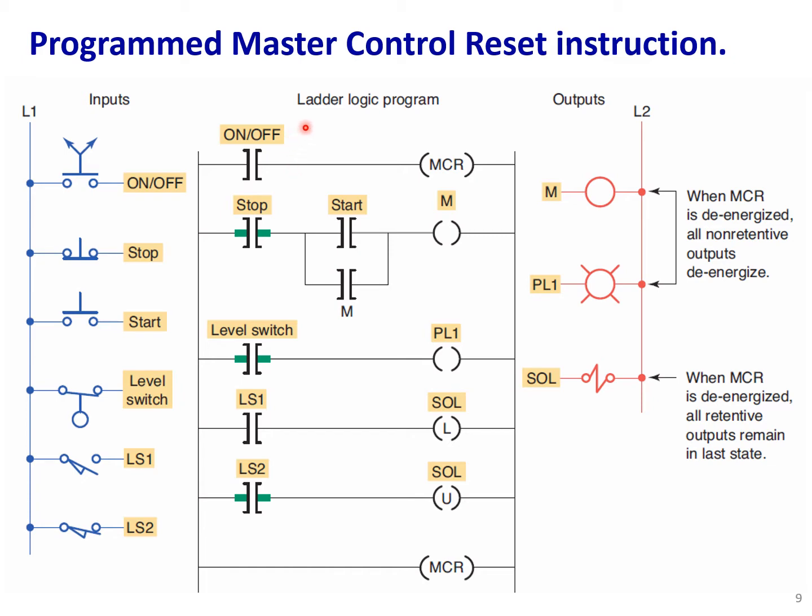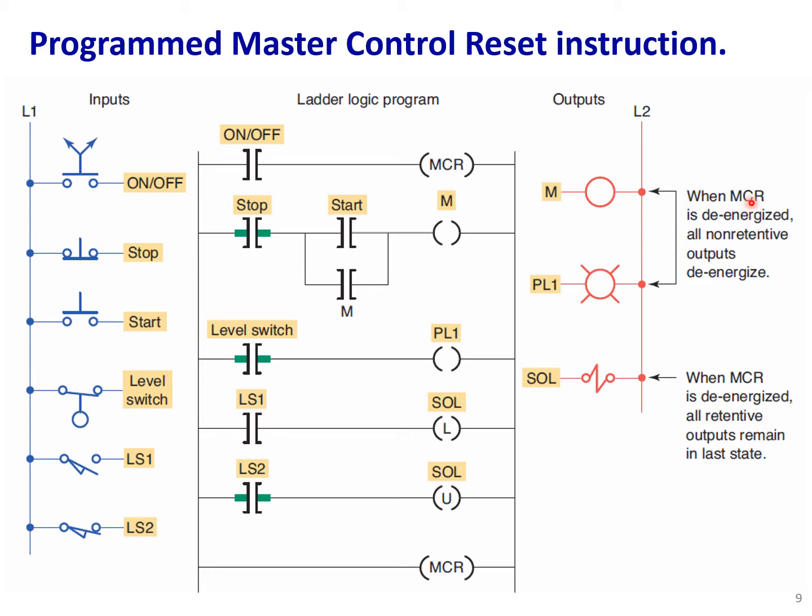So here we have a program showing how they use the MCR instruction. We have this on and off switch, and if we switch it to the off position, the MCR shuts down the whole system, and the whole system basically stops.